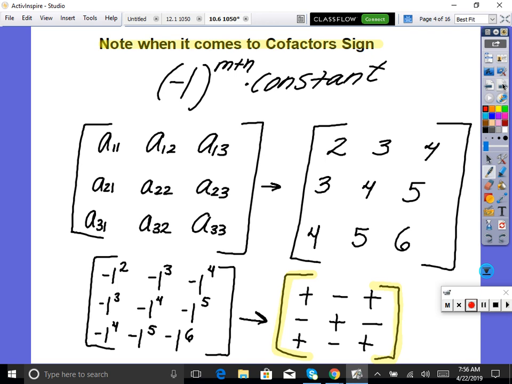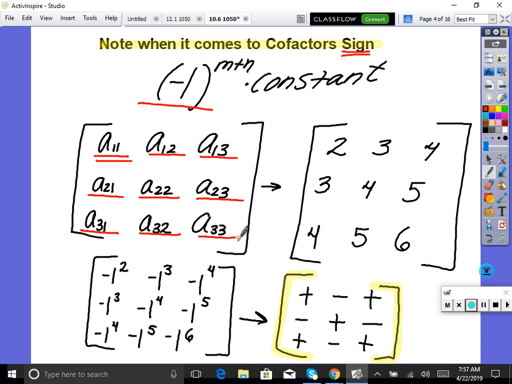Okay, so note when it comes to the cofactor sign. Sign means positive or negative. So we know that the negative is going to come from the negative 1 raised to the m plus n, where that's the deleted row and column. So right here is a sub 1, 1, row 1, column 1. That's how we would state it. Row 1, column 2, row 1, column 3, row 2, column 1, row 2, column 2, row 2, column 3. This is element 3, column 1, 3, column 2, and 3, column 3. Is everybody good with that?